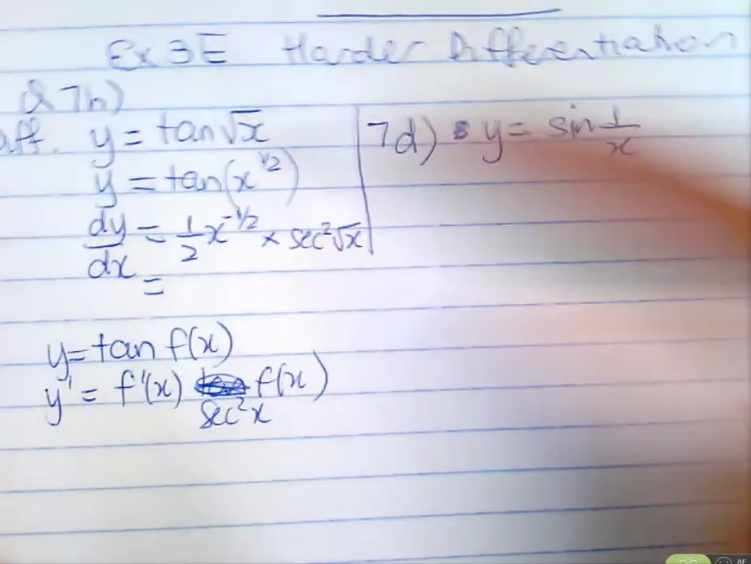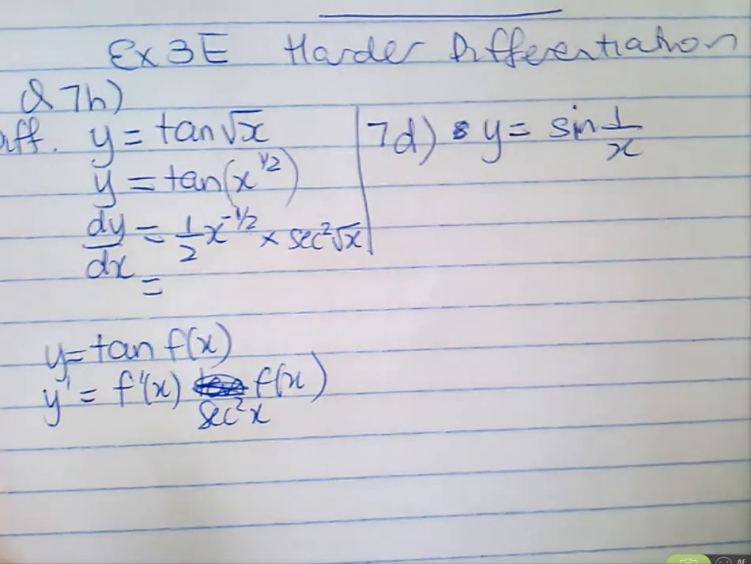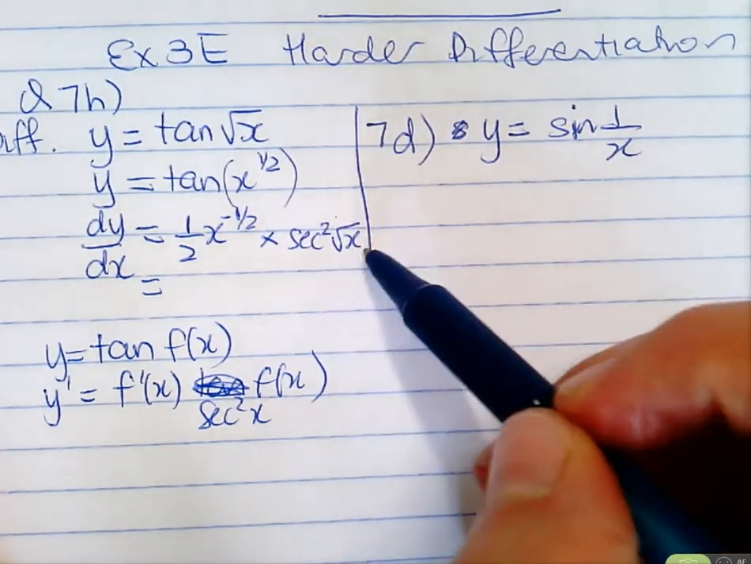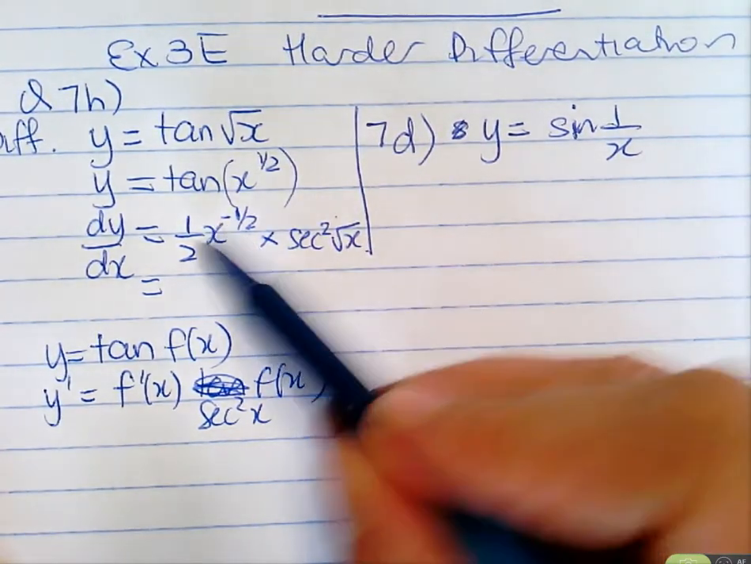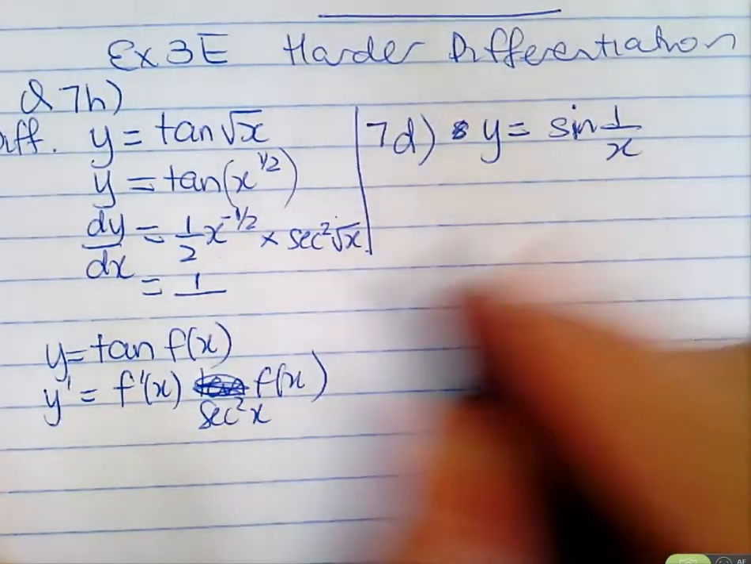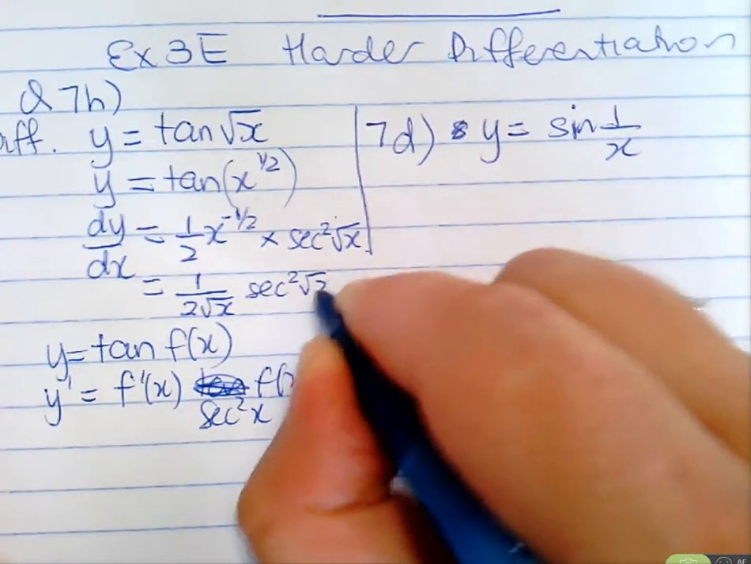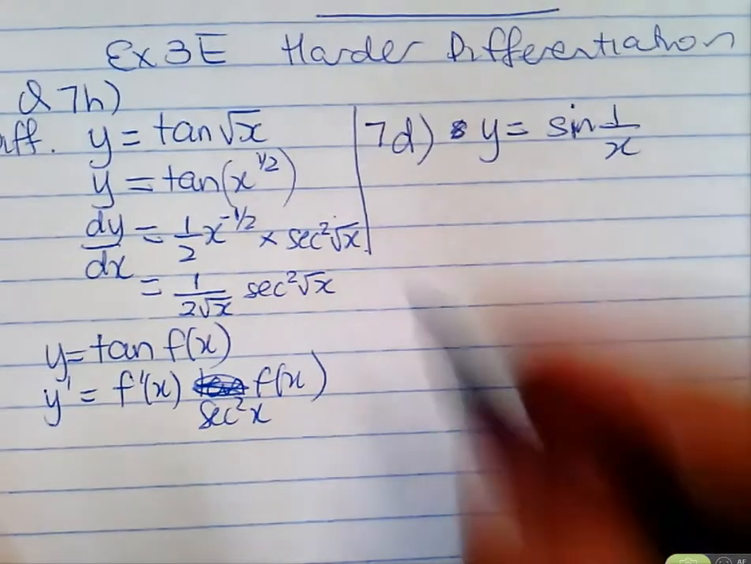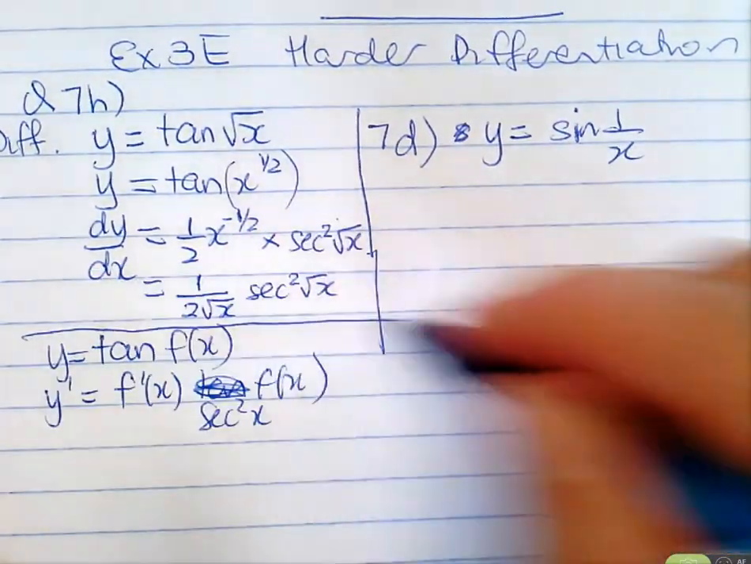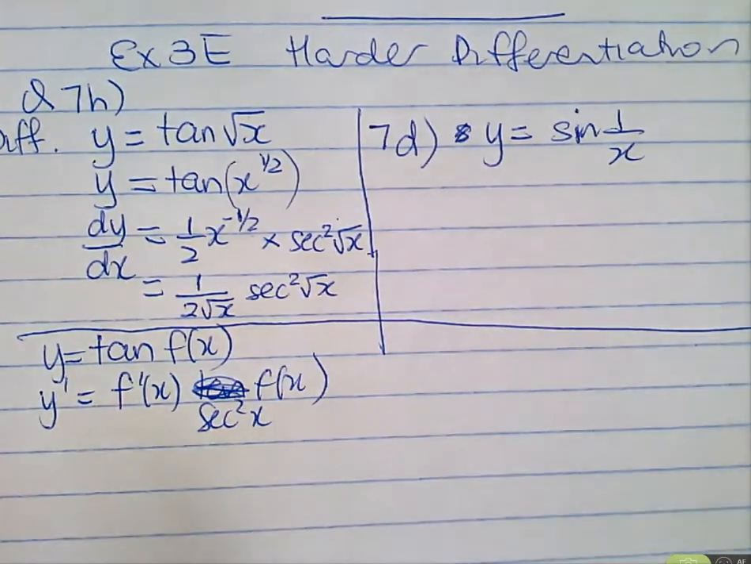Okay? So rewriting that, how does it look? If y is tan of x to the half, you do your sec squared x to the half or root x, and then you differentiate that. And how do you write that nicely? 1 over 2 root x sec squared root x. You can try the next one. Just got to be careful with those. Try and differentiate y equals sine 1 on x.